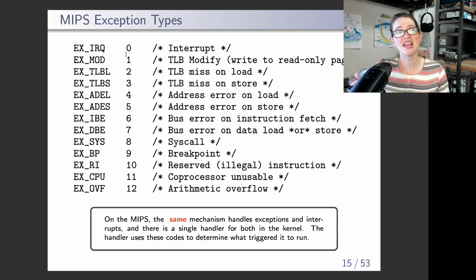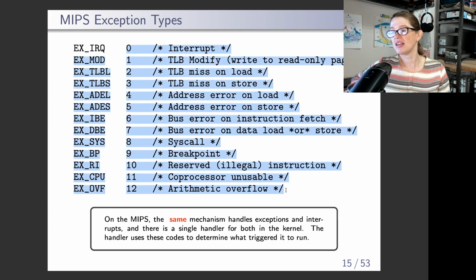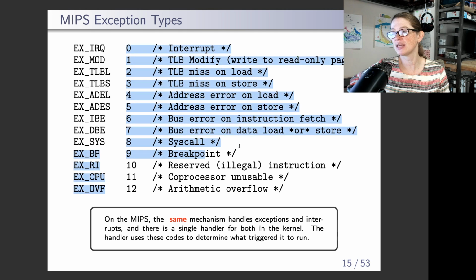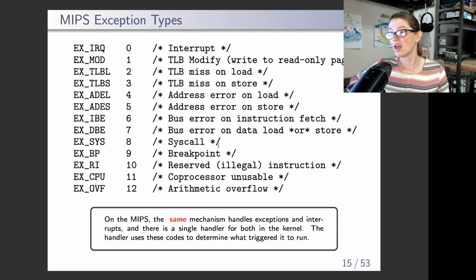And I remember seeing this back when playing with device drivers for Windows 3.1. It's been IRQs for a very, very long time. So anytime you see IRQ, that means interrupt. Then we have the rest of these as being traditional exceptions. So we have EX_OVF, exception number 12, that's an arithmetic overflow. EX_RI, that's an illegal instruction. We've got breakpoint, that's actually more for the debugger. Then we've got these TLB miss on load and TLB miss on store.